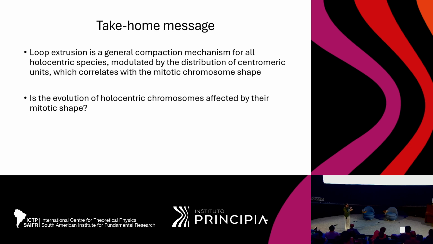And by shape, I mean the length and the width that they have, or maybe the chromosome conformation. And then maybe an insightful question, at least for me, is: is the evolution of holocentric chromosomes affected by their mitotic shape or their mitotic conformation? It's a question, because we see these centromeric units with different distributions along the evolution of holocentric species. We don't know how they evolved to these distributions, and I thought, well, does the chromosome conformation somehow affect the way they distribute? And that's it.